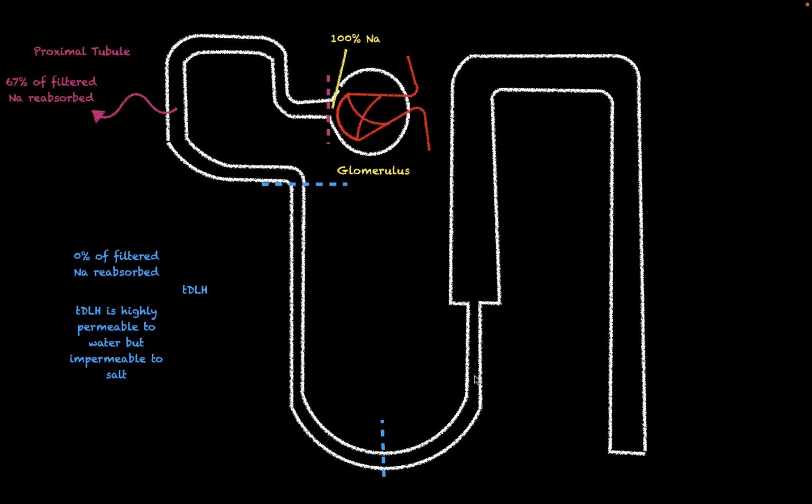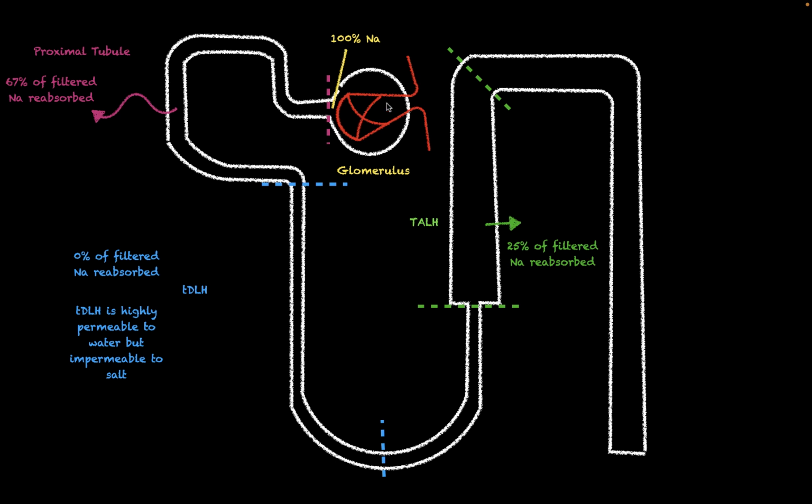So the most important part for sodium reabsorption in the loop of Henle is going to be the thick ascending limb of Henle. So the thick ascending limb of Henle starts from this green line and goes to this green line on our diagram here. So the thick ascending limb of Henle is going to be responsible for reabsorbing 25% of filtered sodium.